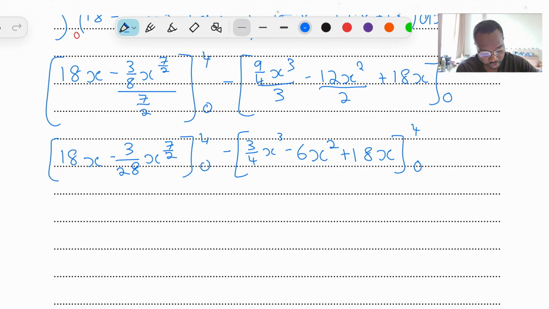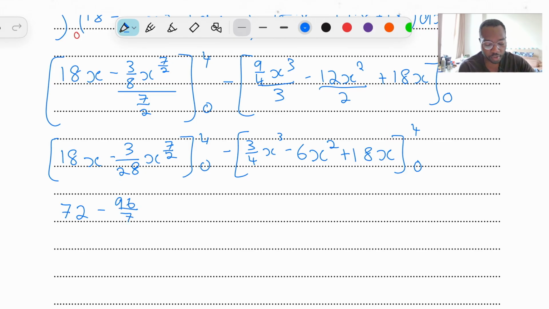So now what we can do is start to put in our limits. If we do 18 times 4, we get 72. And then we get minus 3 over 28 times 4 to the power of 7 over 2. So 4 to the power of 7 over 2 would be 2 to the power of 7, which is 128. So it'd be minus 3 over 28 times 128, and that will give me as a fraction 96 over 7.